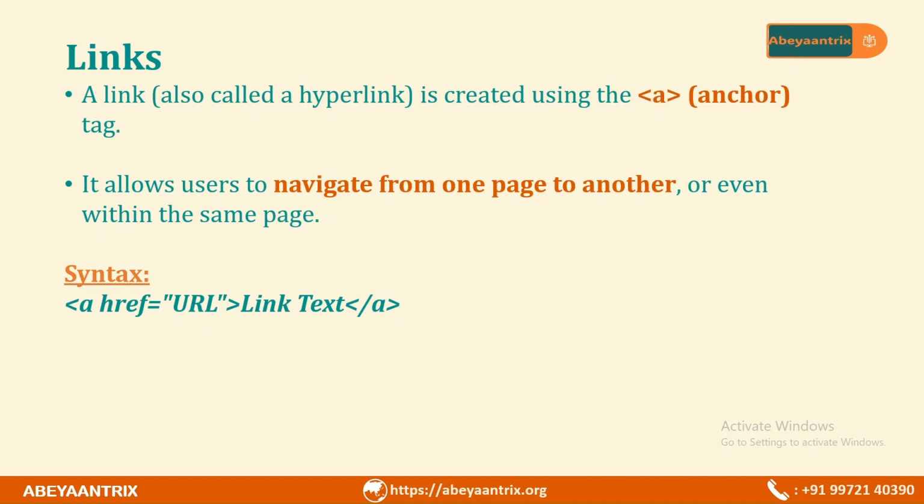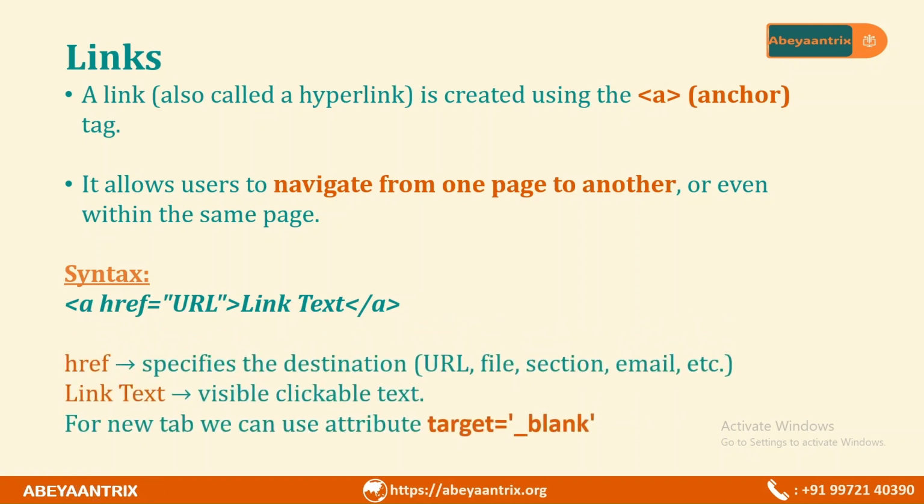There are two main parts here. The first one is href. Href means hypertext reference, and it specifies the destination. This could be a URL, file, section, email or anything. The next one is the link text. This is the visible, clickable text.